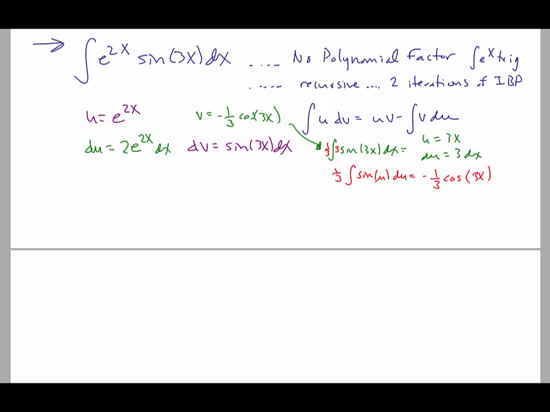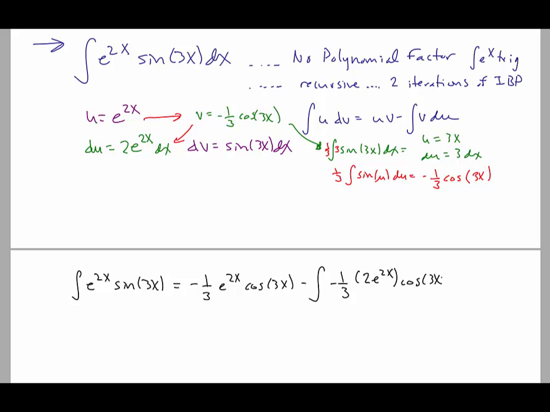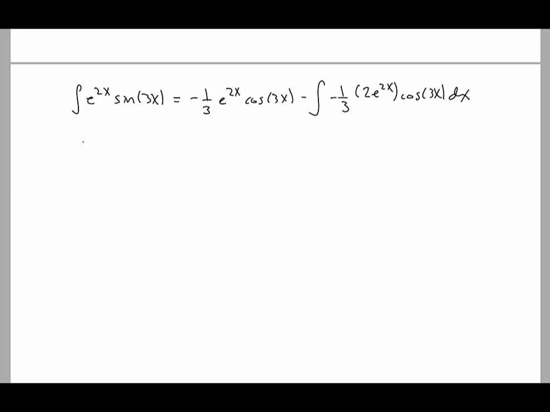Now with the recursive method, this is where it's so very important that I keep my left-hand side. So I'm not going to drop this on the left. I have the integral of e to the 2x sine of 3x is equal to uv, so I'll have a negative 1/3 e to the 2x cosine of 3x minus the integral of v. I'm going to put my negative in there this time so I don't forget it. Negative 1/3 times 2e to the 2x cosine of 3x dx. Now this actually looks a little worse, and it actually is, but it'll look a little bit better after one more iteration. So I'm going to go ahead and drag along my left-hand side.